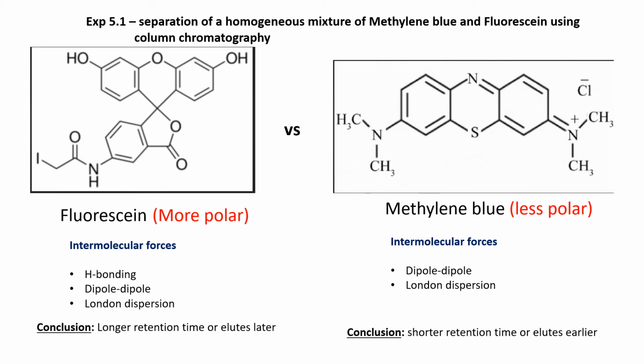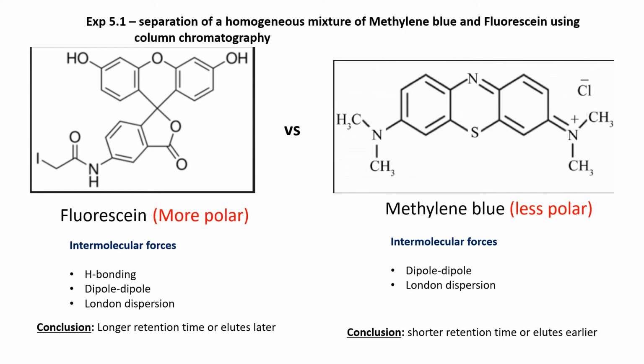And so you will see that because the fluorescein is more polar, it's going to be retained longer on the column and it will elute much later. Okay, and because methylene blue is less polar, it's going to be retained shorter on the column and it will elute earlier. The reason is that methylene blue, being less polar, doesn't cling as tightly to the column as fluorescein, which is more polar.